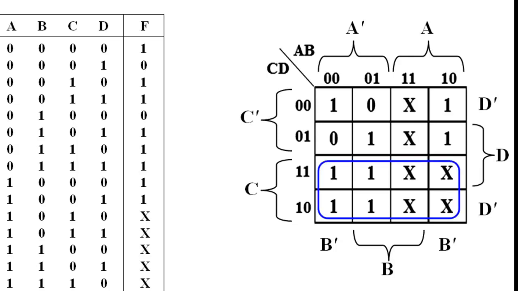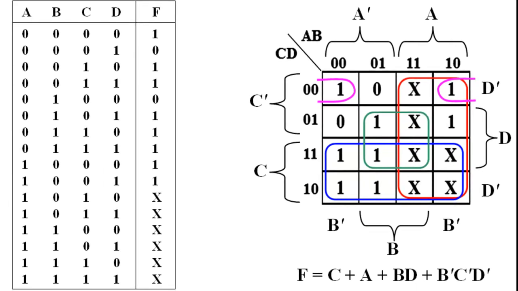Here we have a group of 8 squares. Here we have 4 squares. And this group contains 2 squares. This expression represents the minimum sum of products for f. Each term in this expression represents one of the groups. For example, C represents the blue group.